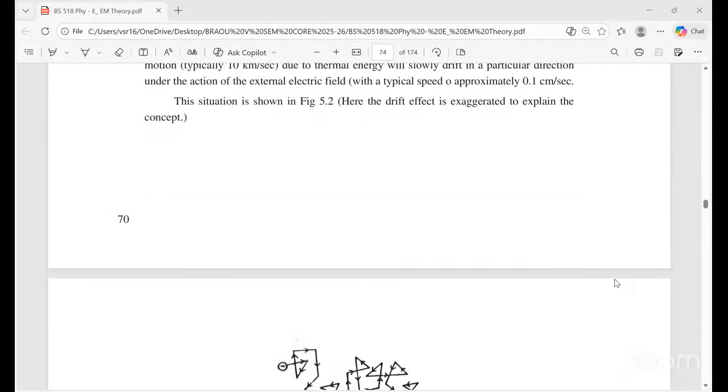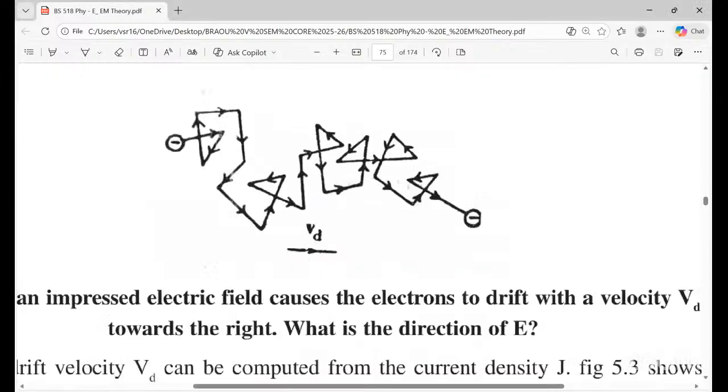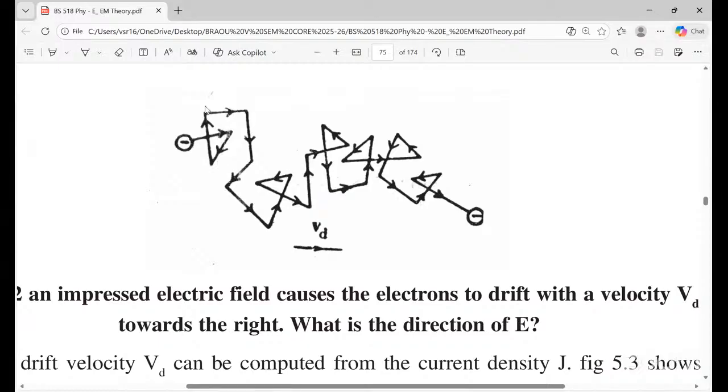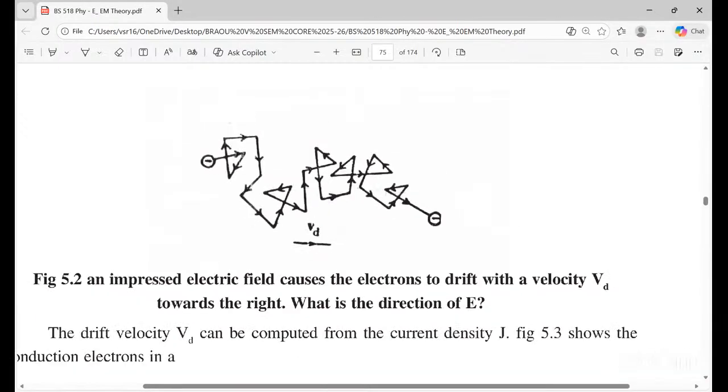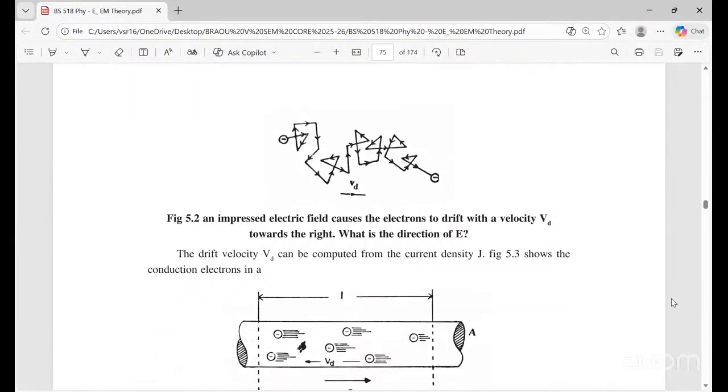You can see here how the electrons are moving randomly, in no particular direction. This is the random motion of the electrons. An impressed electric field causes the electrons to drift with a velocity Vd toward the right.